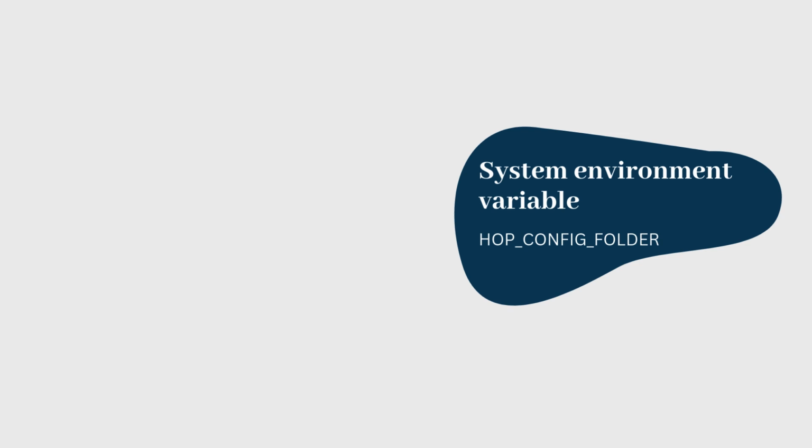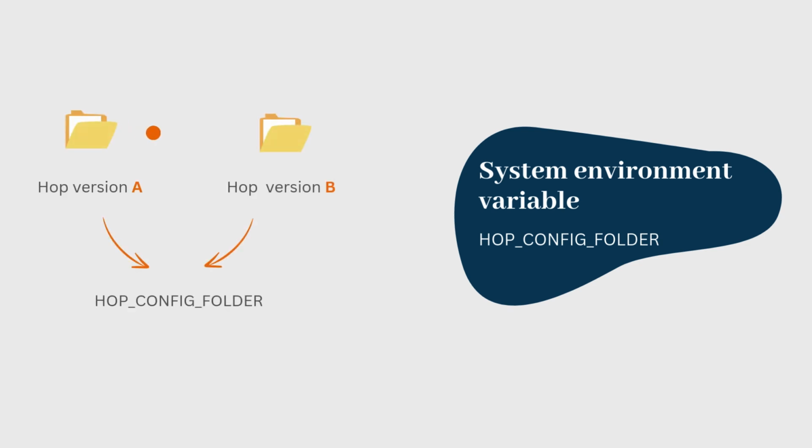By setting a system variable for the config folder, you can keep your configuration separate from your Hop installation, ensuring you don't lose any settings when upgrading to a new version.